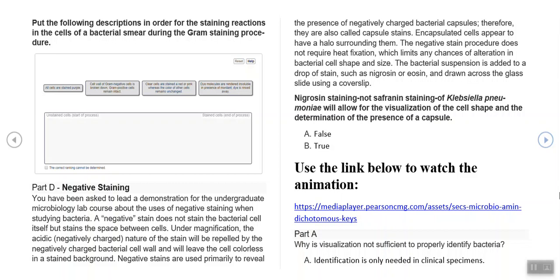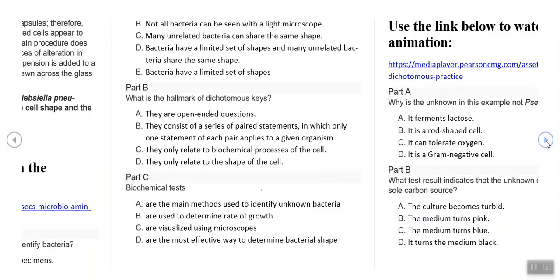Since we can't really classify bacteria solely based on size and shape, though they're helpful, and we can't just solely base them on being gram positive and gram negative, which once again is helpful, then we have to use what are called biochemical tests in order to build this dichotomous key to help us figure out exactly what organism we are working with. So when we go here to part A, why is visualization not sufficient to properly identify bacteria?